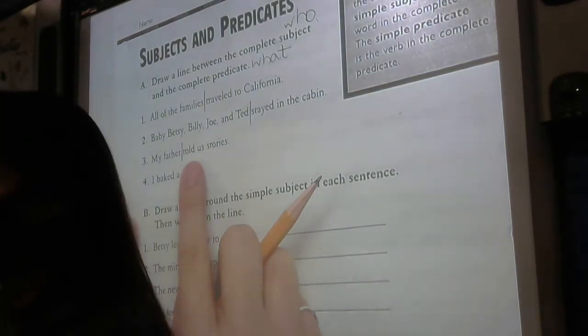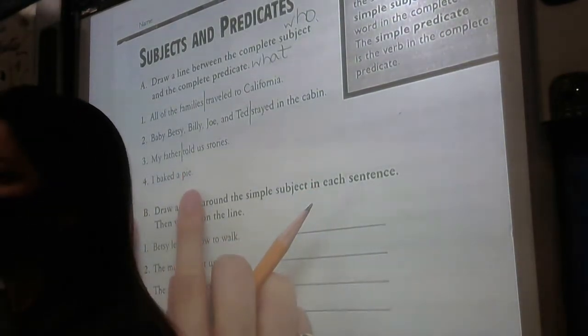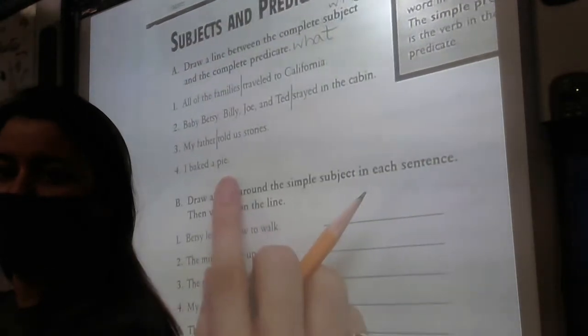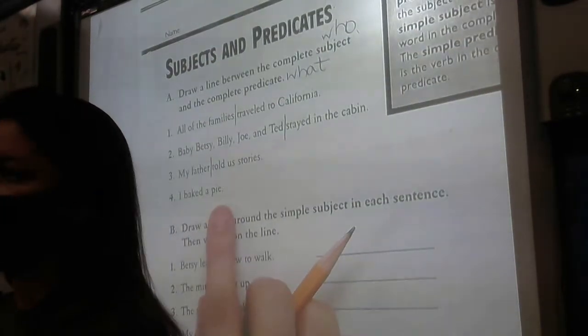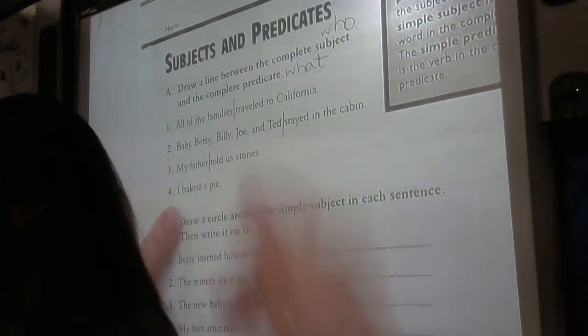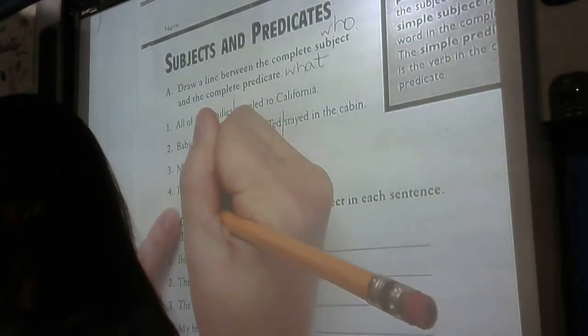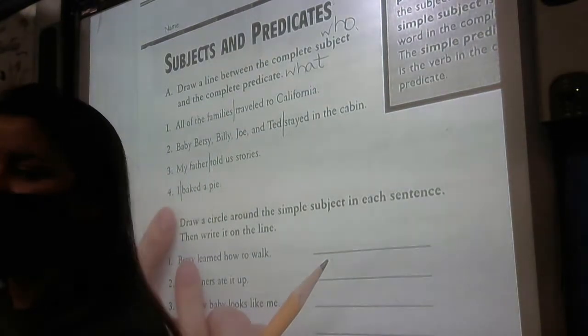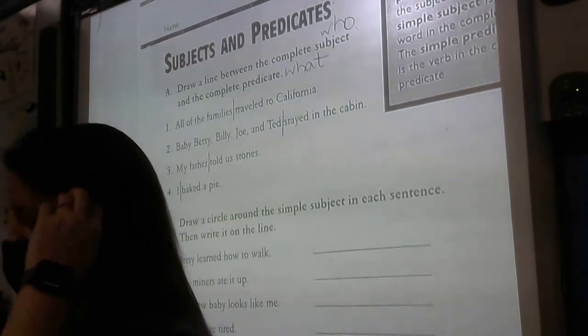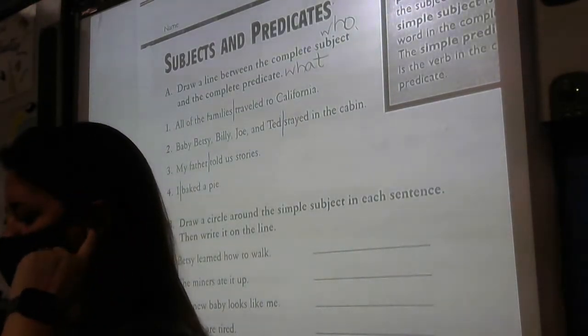Tilly, with your mask on, number four. Okay, who did? And what did you do? So our fence post goes between I and bait. Very good. I bait.